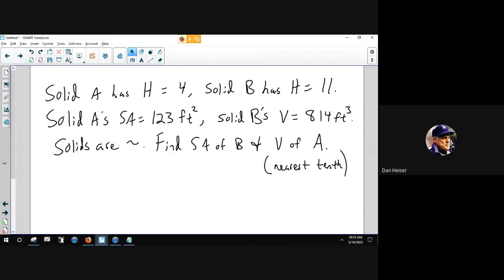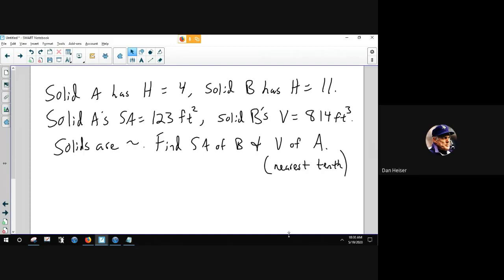Here we have two solids. Solid A, solid B. We have their heights. We know the surface area of solid A. We know the volume of solid B. We know the solids are similar. Find B's surface area. Find A's volume.